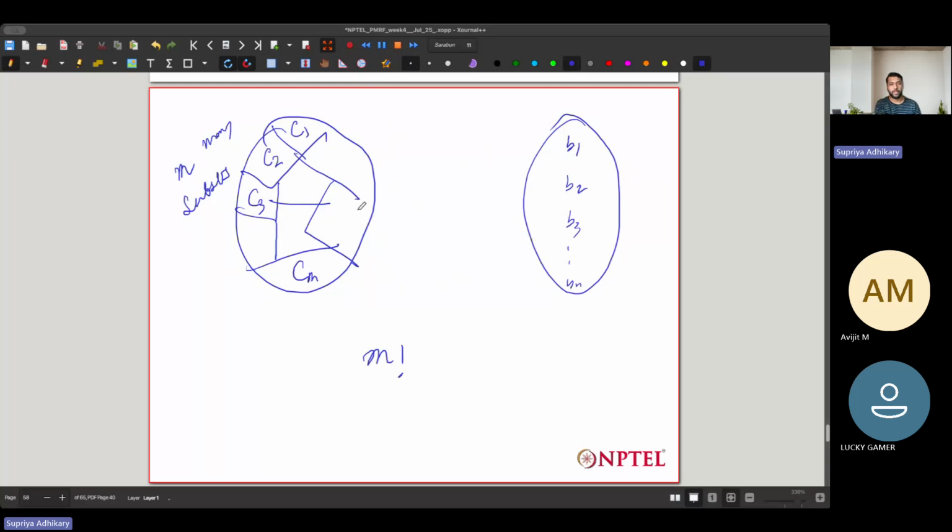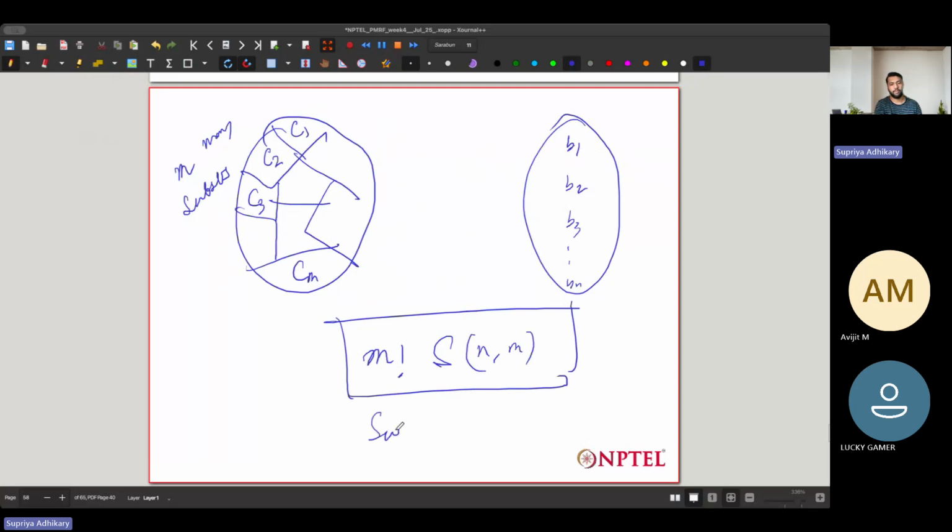And in how many ways can we do this partition? That is S(n, m). So in S(n, m) ways we can partition this set of n elements into m disjoint subsets, and these m disjoint subsets can be mapped to these m elements in m factorial ways. So this is the total number of surjective maps.